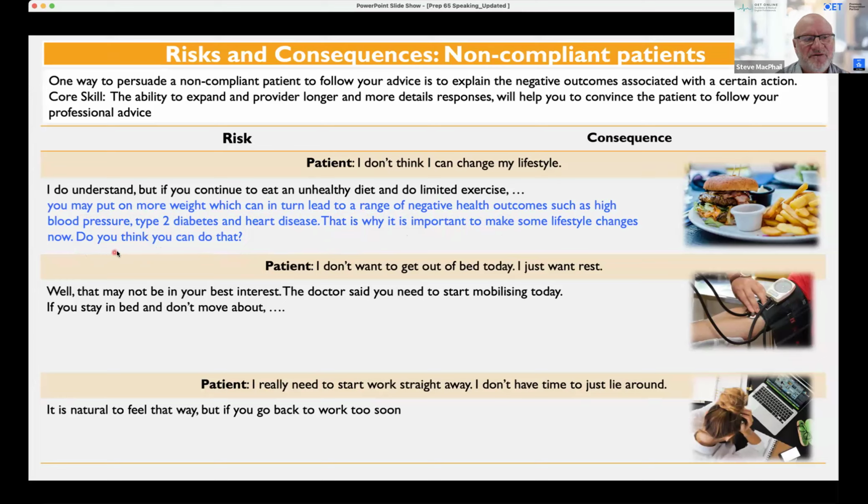All right, and this is great: "Do you think you can do that?" You're putting ownership to the patient. They must take charge of their own health, right? So that's very useful. Patient: "I don't want to get out of bed today.